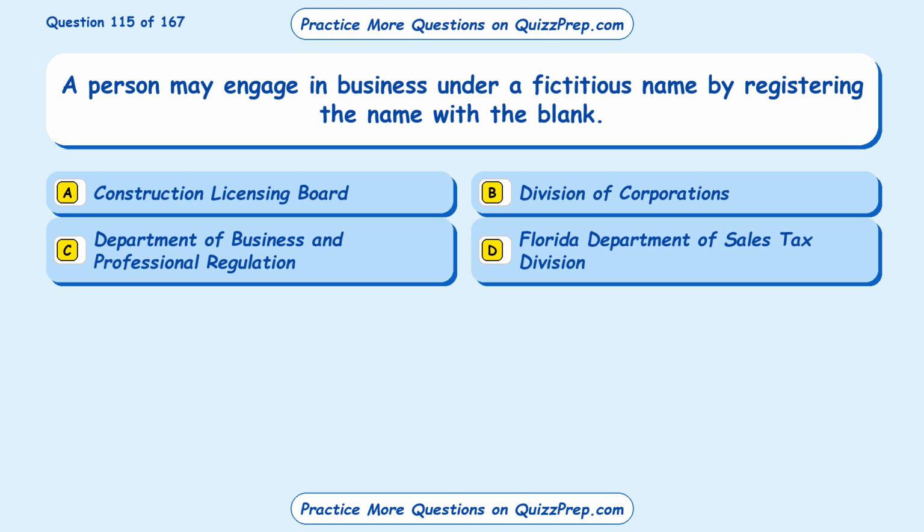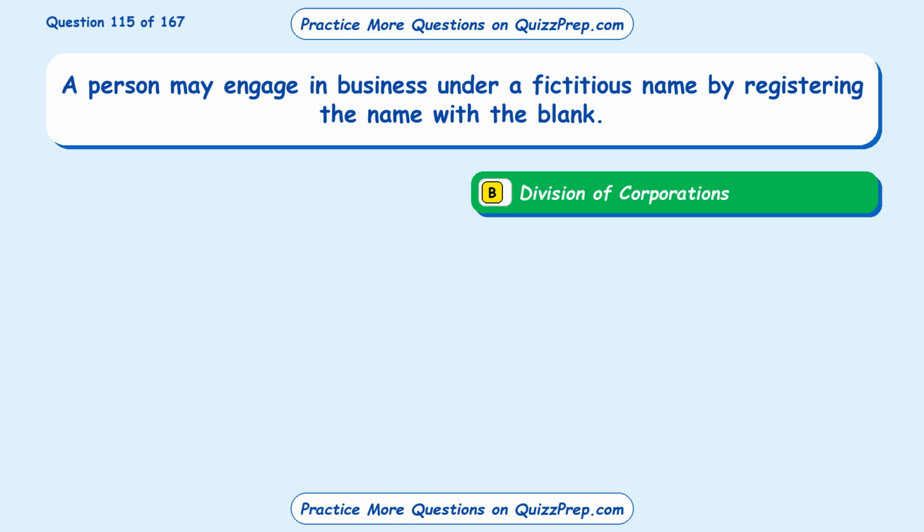Question 115. A person may engage in business under a fictitious name by registering the name with the blank. Option A, Construction Licensing Board. Option B, Division of Corporations. Option C, Department of Business and Professional Regulation. Option D, Florida Department of Sales Tax Division. The correct answer is option B, Division of Corporations.